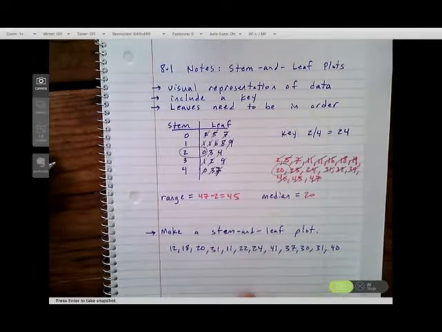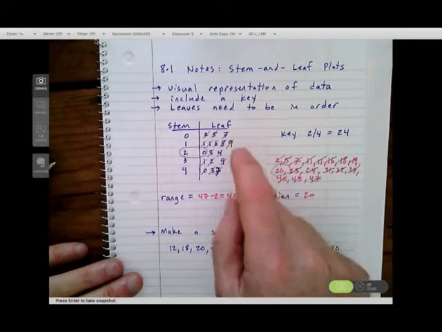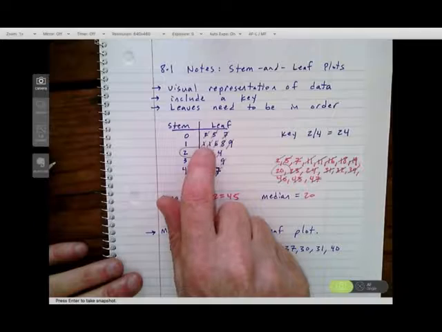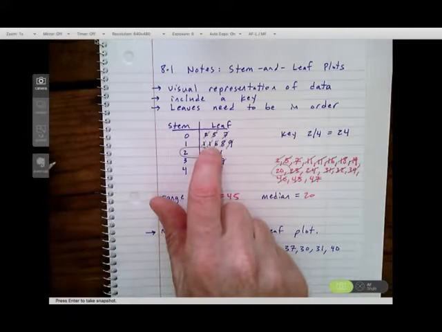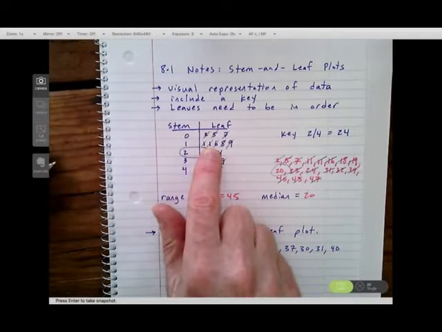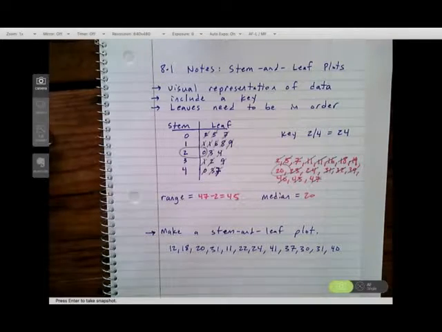Now I didn't ask, but what's the mode over here? So what you could do, and I know I crossed a bunch of these out and that's a little messy, but if you see here, you look for repeating leaves, and I've got two ones that repeat here. So that means I have 11 twice, so that means my mode would be 11. So I'll add that here.